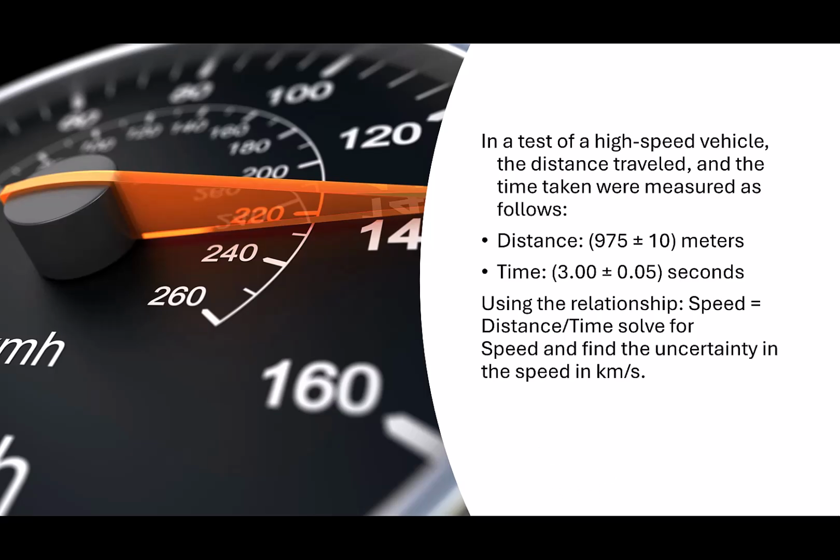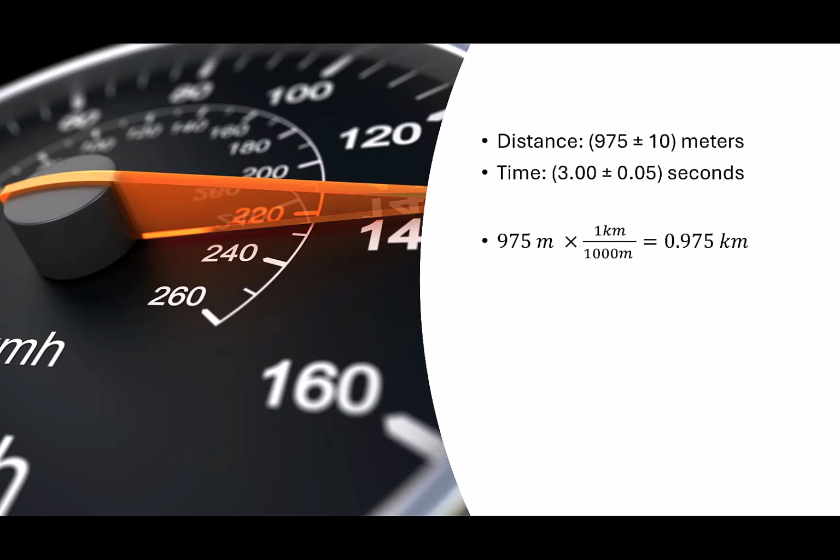Before we get started, I want to point out something about the units. Our original distance is given in meters, but we want to report our final answer in kilometers per second. So to get started, let's change over our values for distance into kilometers. To convert 975 meters into kilometers, I use the relationship that 1 kilometer is equal to 1,000 meters. This reminds us that all we have to do to go from meters to kilometers is to divide by 1,000. So 975 meters is equal to 0.975 kilometers.